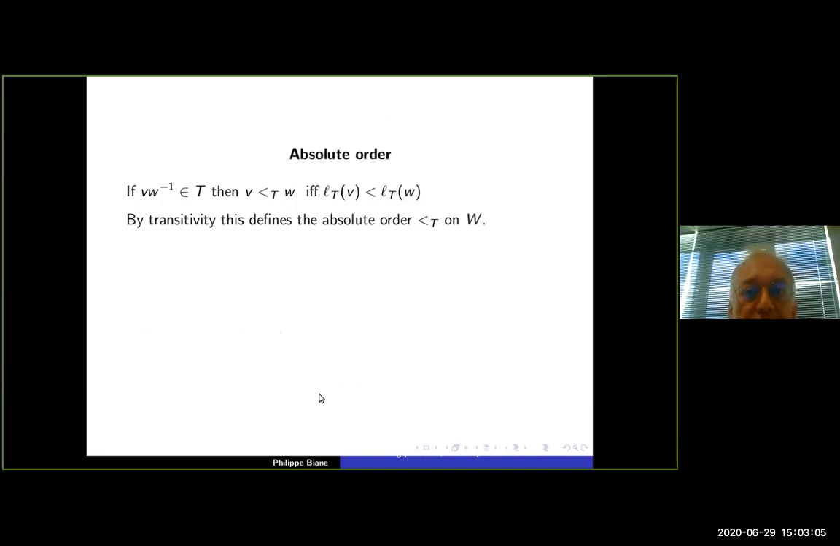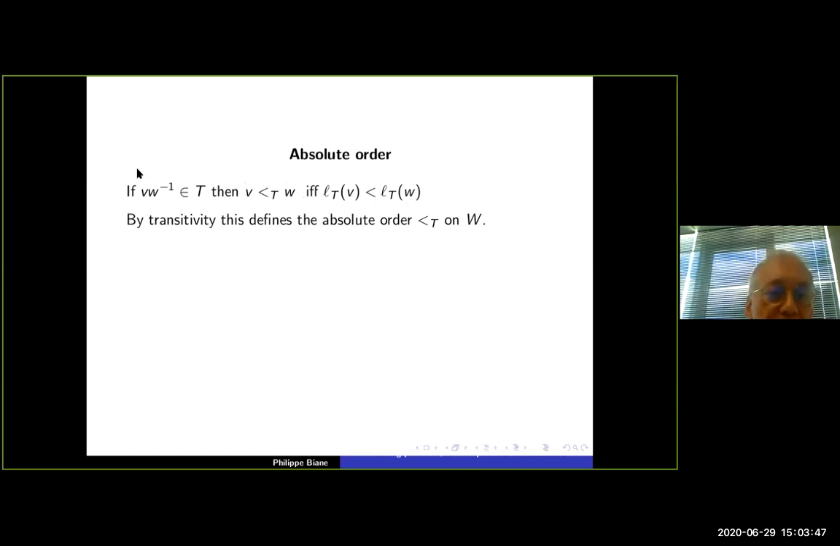Okay. Now, using this absolute length, I can define the absolute order on the Coxeter group. In order to define this absolute order, I will define the cover relation for this order. For this, I look at pairs V and W of elements which differ by some reflection. That is, I suppose that V times W minus 1 is a reflection. Then I say that V is smaller than W if and only if the length of V is smaller than the length of W. And of course, if the length of W is smaller than the length of V, I would have the opposite inequality.